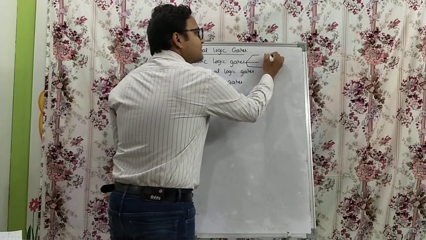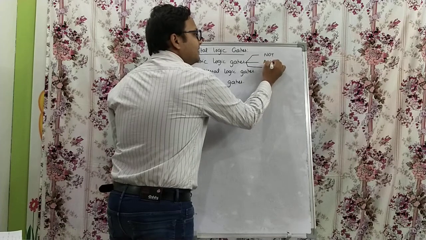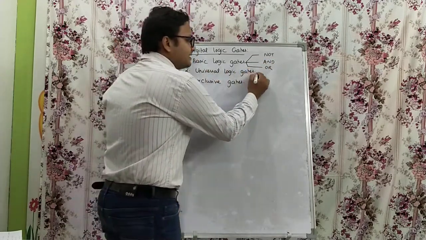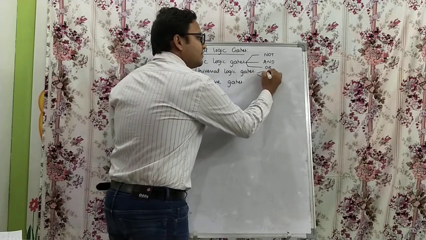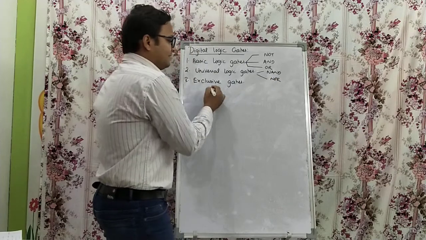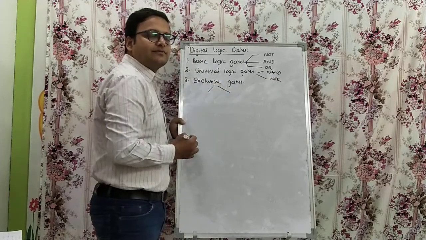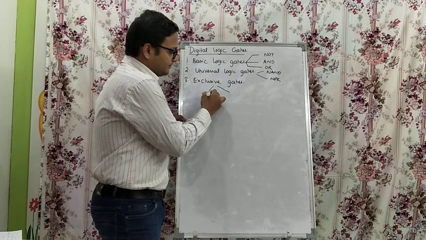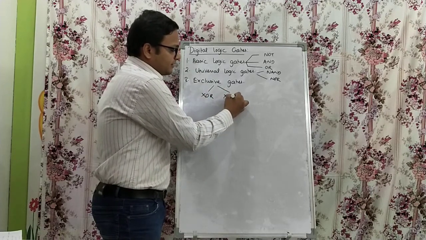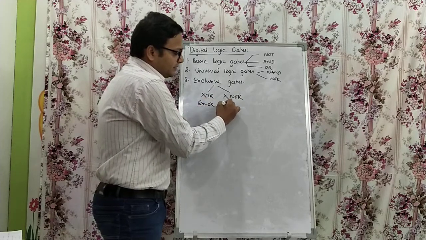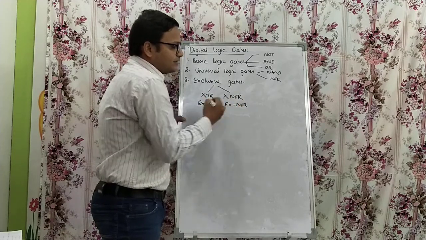One is NOT, AND, OR. Then universal logic gates, mainly there are two types of universal logic gates, NAND and NOR. Then finally exclusive gates. This is mainly for the exclusive functions. These are XOR, XNOR. In some books it has been written XOR, XNOR, exclusive OR, exclusive NOR.